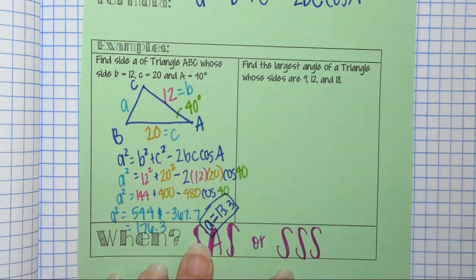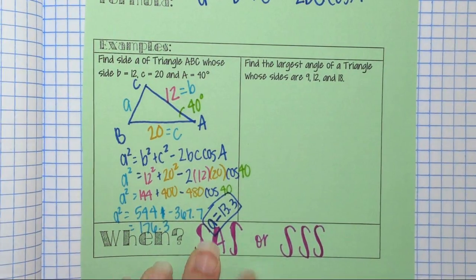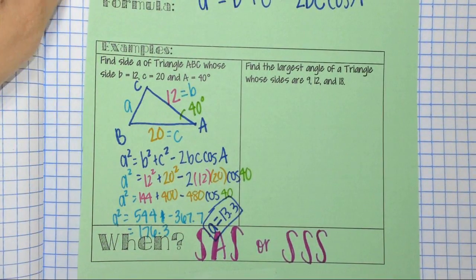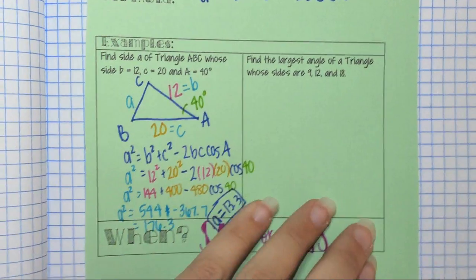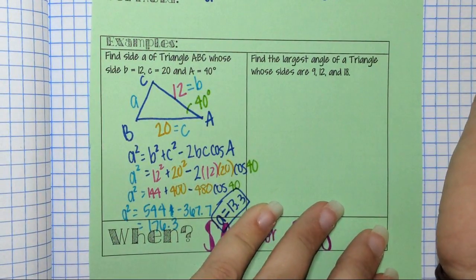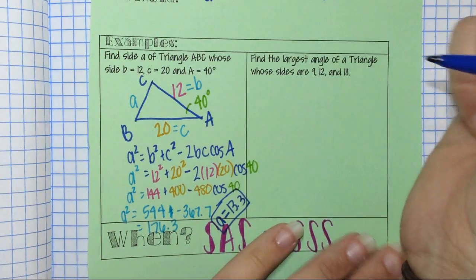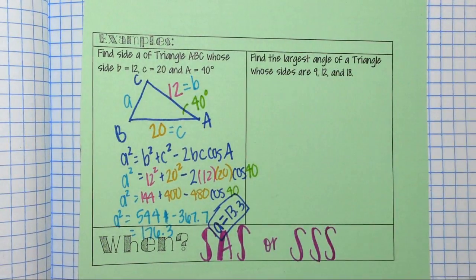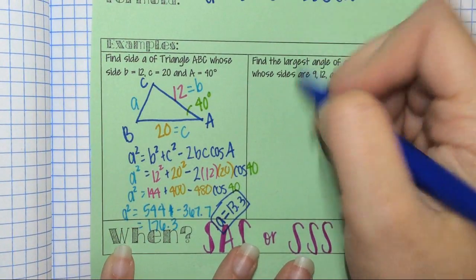Okay. Ready to do the next one? Okay, now it says find the largest angle of a triangle whose sides are 9, 12, and 18. So what do we need to do first? Draw a triangle.